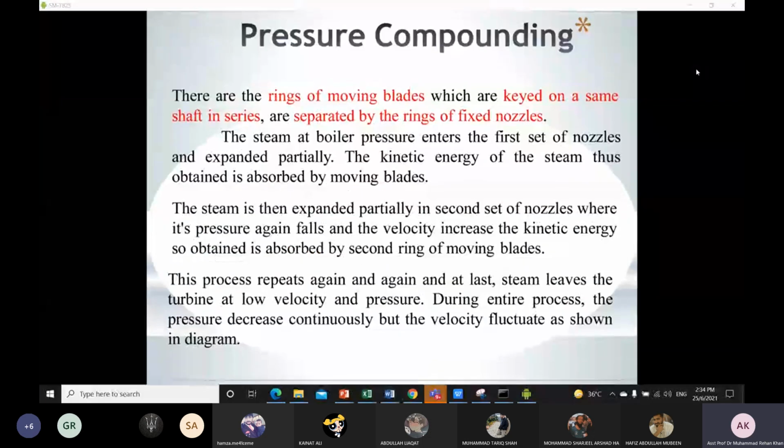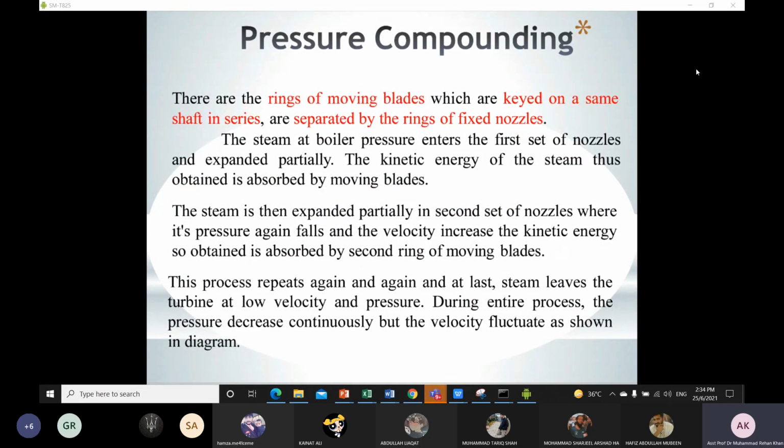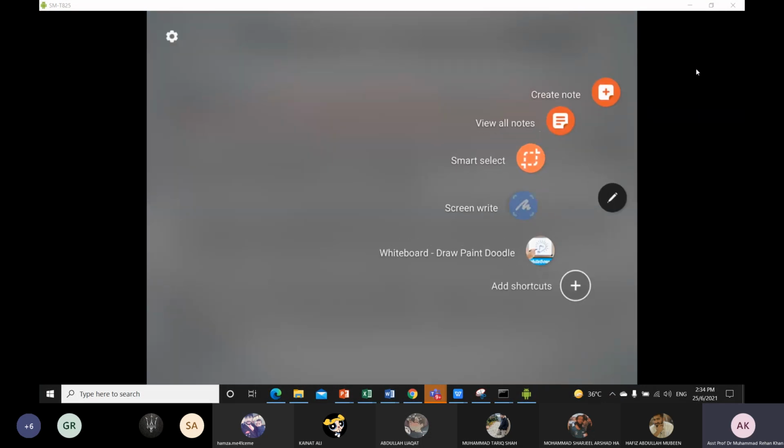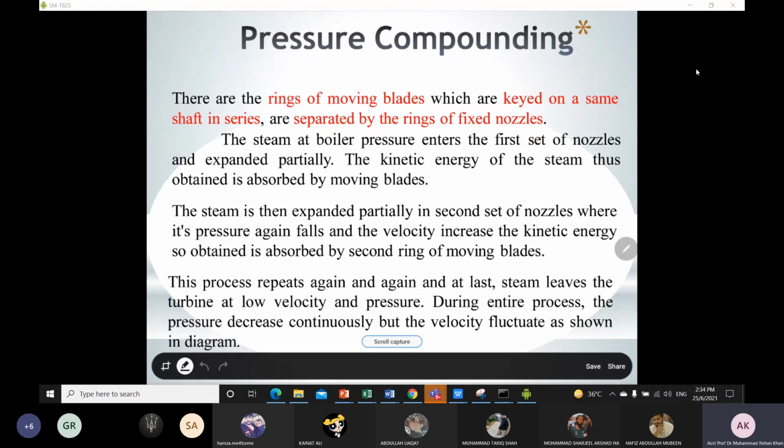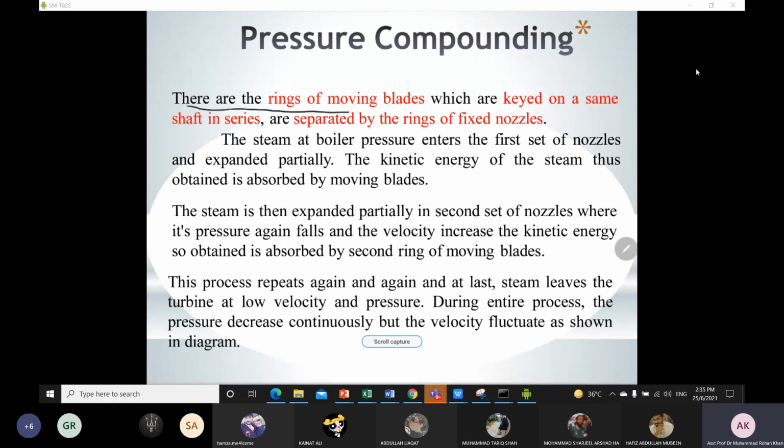So now coming towards the next term, which is pressure compounding. This is also another set of arrangement. In the previous case, velocity compounding, we arranged the fixed and moving blades. Now here we can see what type of arrangement we have to make to get pressure compounding. There are rings of moving blades which are keyed on the same shaft in series, separated by rings of fixed nozzles.